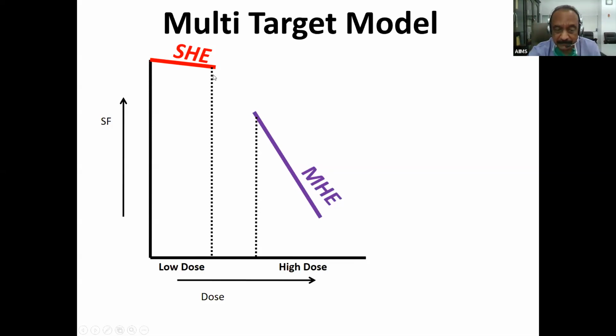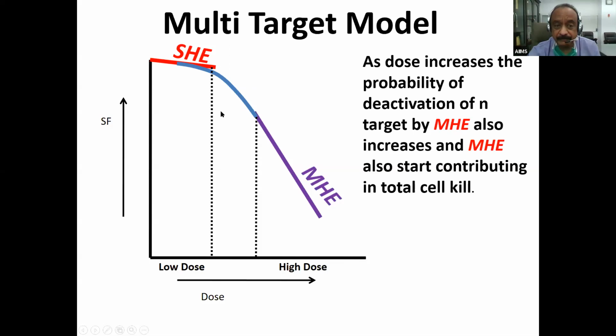After a certain point, after this dose, when you further increase the dose, the multiple hit event also starts contributing in overall cell kill. As you further increase the dose, more and more contribution by multiple hit event comes in overall cell kill, and as a result, there is continuous bending of the cell survival curve. So in multiple hit event, as the dose increases, the contribution by multiple hit event keeps increasing, as reflected by the size of this letter. I hope you understood now.